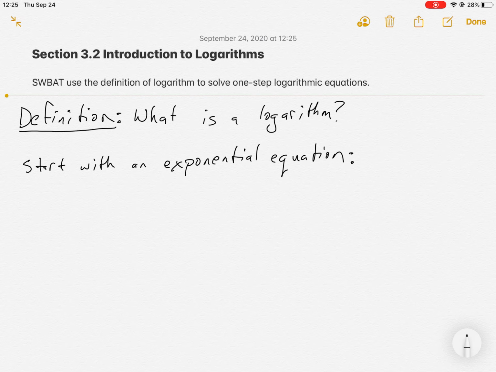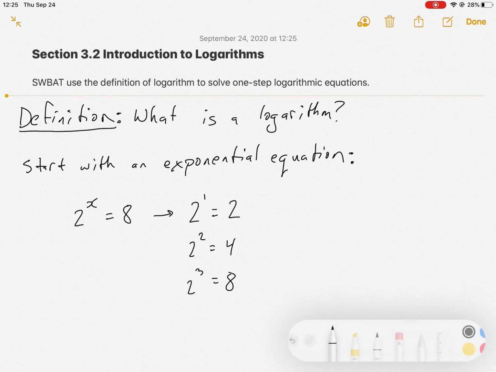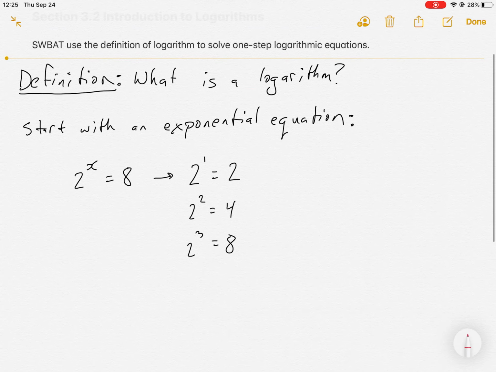So let's just say I had the equation 2 to the power of x equals 8, and you wanted to solve for x. Well, what you might know is that 2 to the power of 1 would be 2, 2 squared is 4, and 2 cubed is 8. So this actually tells you the answer just kind of based on what you know from exponentials. This tells me that x equals 3 is the solution. And this is a great way to solve exponentials, and this is what we're going to rely on a lot of the times, is our intuition.